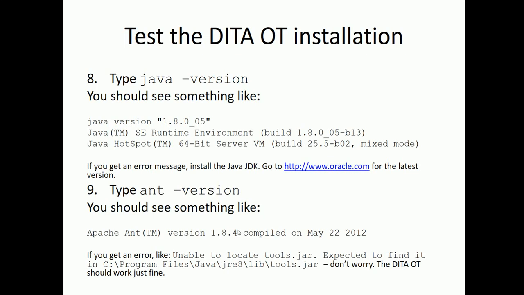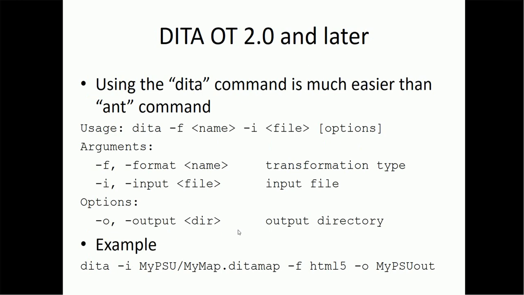And then we'll want to test the ant version by typing ant -version. Hopefully we'll see something affirmative like that. If you get an error like unable to locate tools.jar, don't worry. The DITA Open Toolkit should still work just fine. Using the DITA Open Toolkit is much easier than using ant, so you just type dita -f for the format, -i for the input file, and the options.